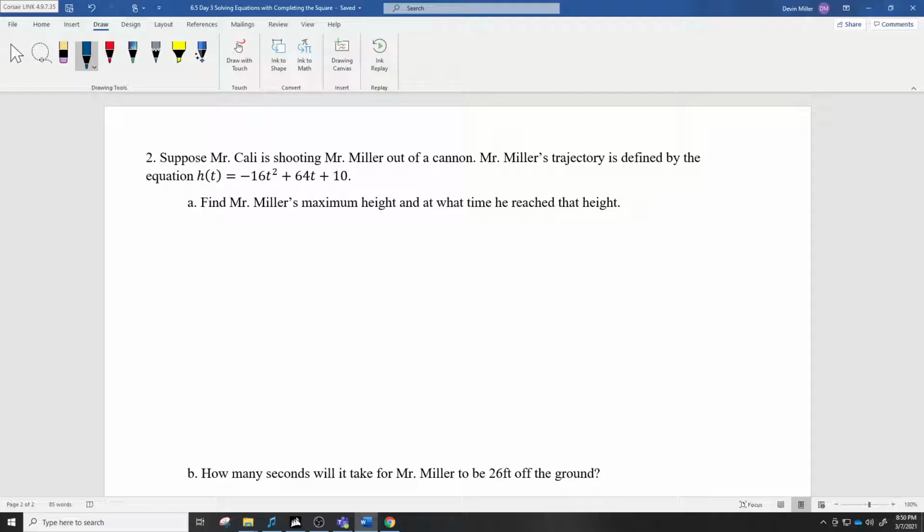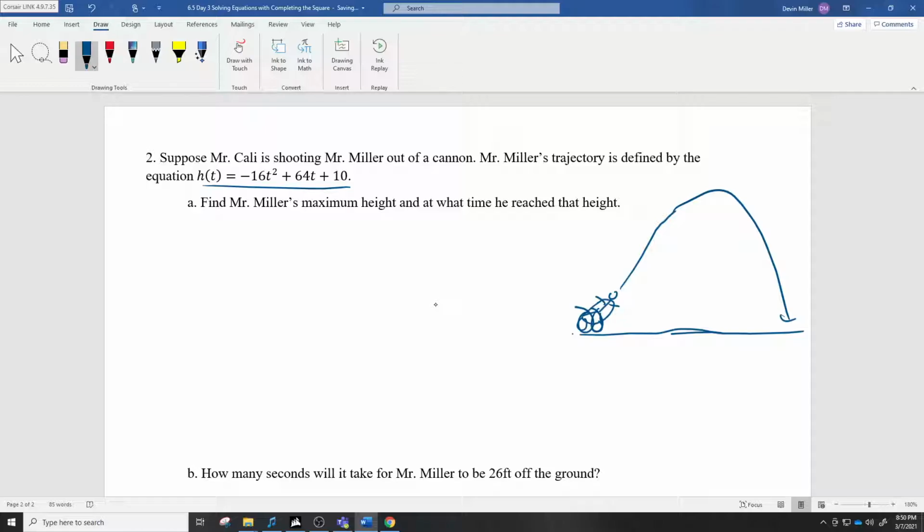Alrighty. So let's pretend I'm getting shot out of a cannon. Okay, I gotta maybe draw one. So you have like a cannon, and my body's in there. I'm getting shot out of it, and I'm gonna go up in the air and then come back down. There we go. Picture this as a cannon. Something like that, yeah. And then this is the equation that we're going to use. It says find Mr. Miller's maximum height and at what time he reached that height.